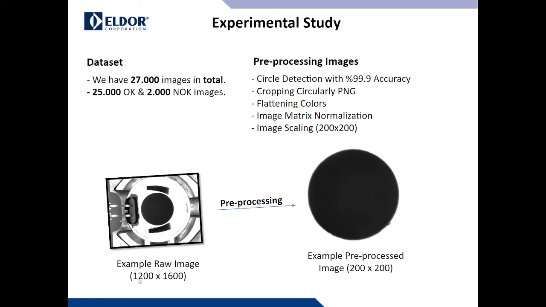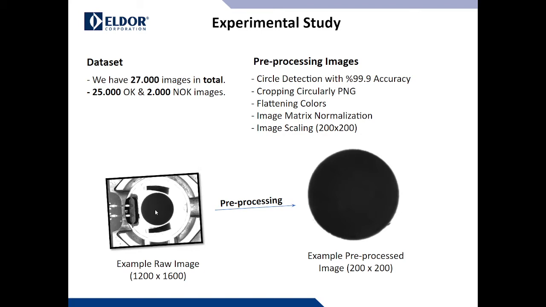This is an example raw image. It's almost 1,200 by 1,600, this is the matrix size. This is the image quality. But when we did all the processing, this is the last version of the image, just a 200 by 200 matrix. It is so simple, and as you see, there is a defect here, and it should be classified as not okay. Also here I can give an example of our preprocessing phases, like circle detection.